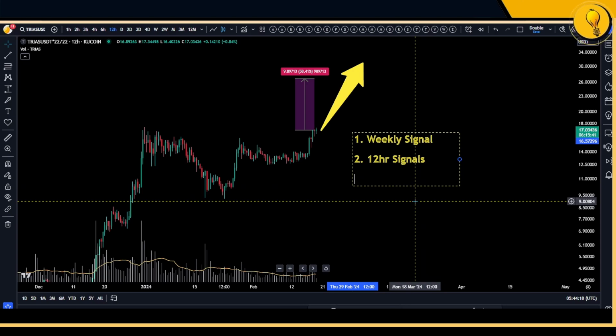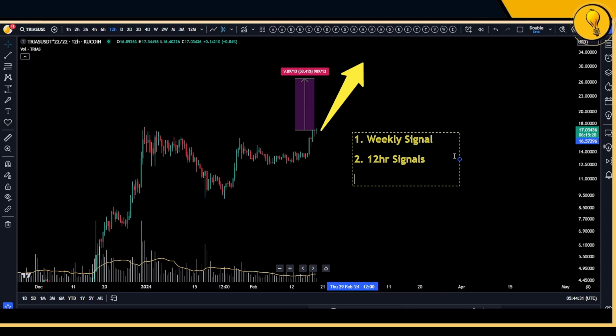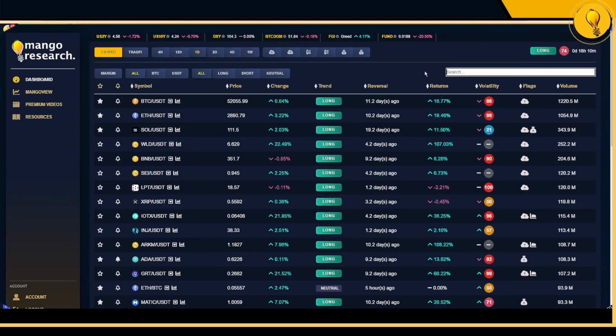Alright, let's get right into it. We're going to be talking about the weekly signal that just triggered and a couple of 12-hour signals that I've been tracking. Remember guys, the weekly sets our directional bias, while the 12-hour time frame sets our momentum bias. And last but not the least, we'll also be talking about targets and invalidation. Alright, so let's get into the analysis.